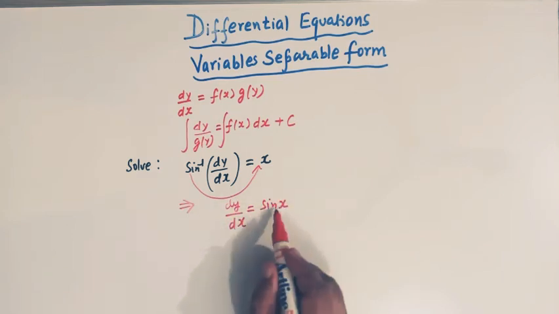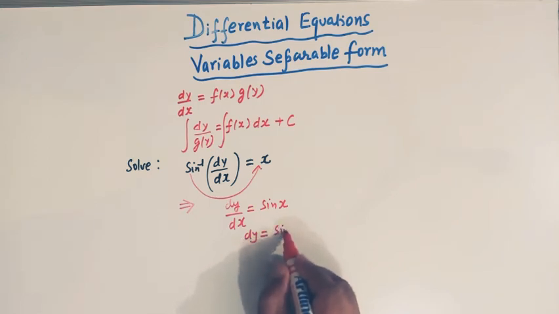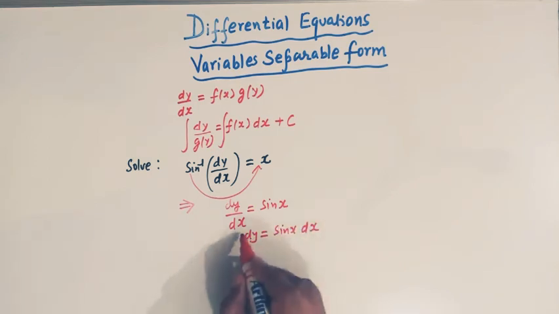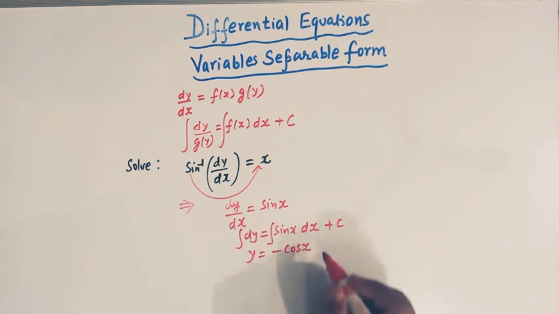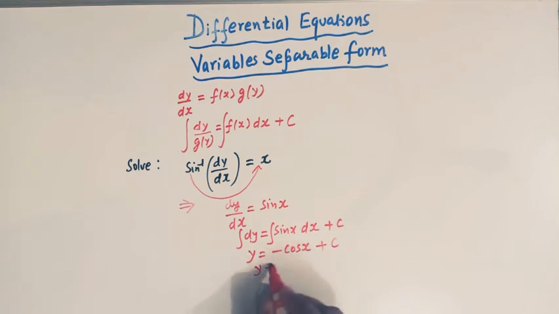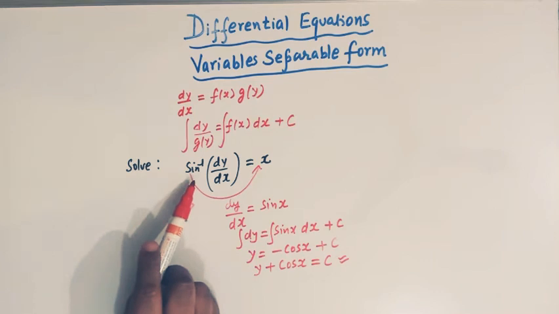Now see, here we'll have this sine x. So we separate the variables. dy is equal to sine x dx, and integrating both sides, we have c as the constant of integration. So here we have y, here we have minus cos x, because the integral of sine x is minus cos x, plus c. So this can also be written as y plus cos x is equal to c. So this is the required solution of this differential equation.